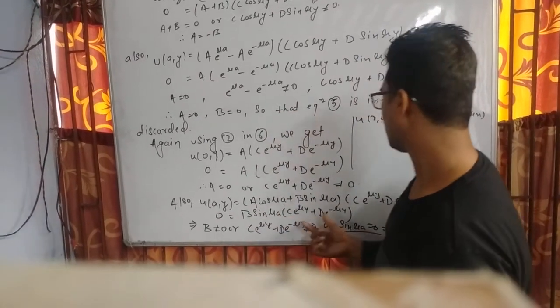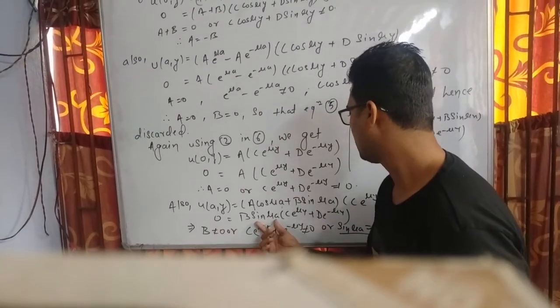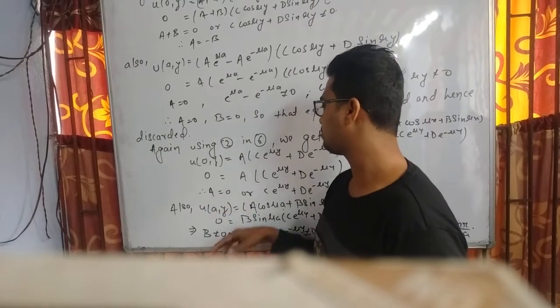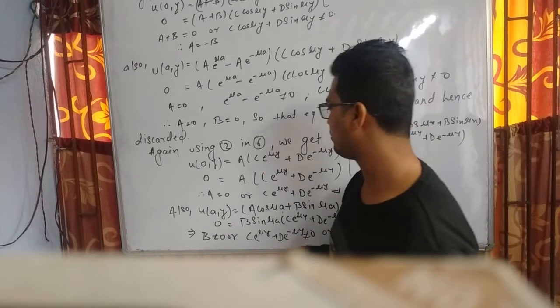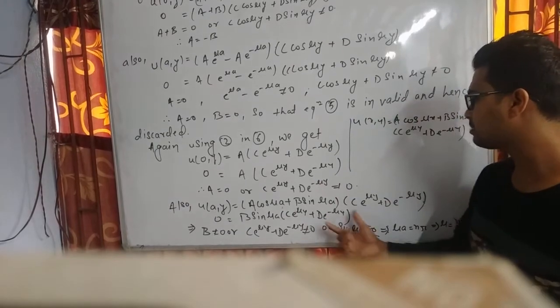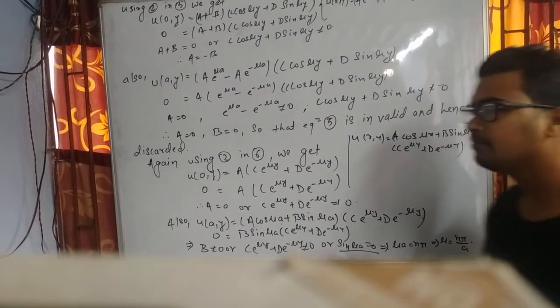Then these three products again give 0. Either b is 0 or this, but b can't be 0 because as soon as b becomes 0, then a and b again both will become 0 and the solution will get discarded. So b can't be 0, and c e to the power μy plus d e to the power minus μy can't be 0. Then sin μa is equal to 0, which gives μa is equal to nπ, and μ is equal to nπ by a.